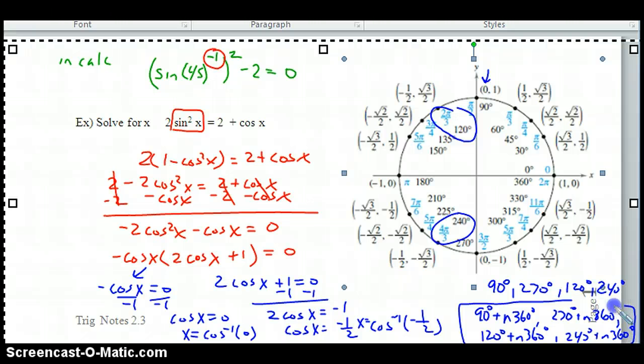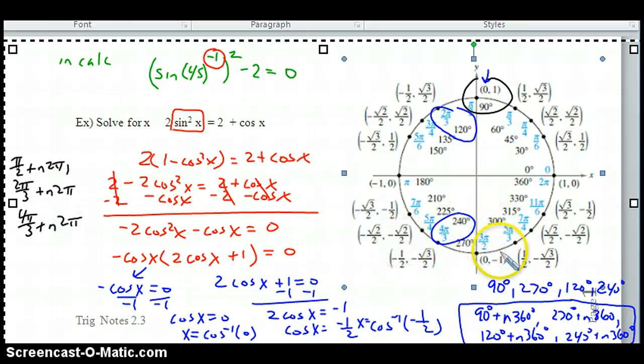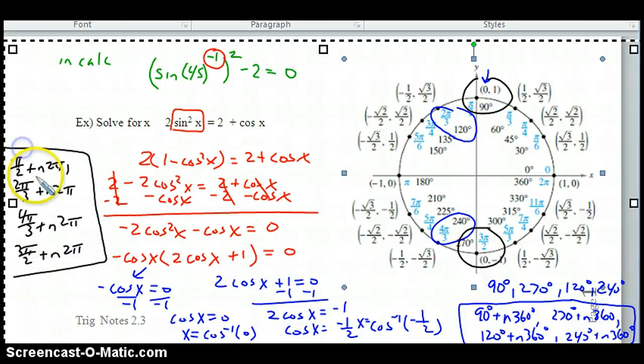Now the other thing that I could do, if I didn't want to write it in degrees, I could write it in radians, and I could say pi over 2 plus n 2 pi, 2 pi over 3 plus n 2 pi, 4 pi over 3 plus n 2 pi, and finally the 270 degrees, which is 3 pi over 2 plus n 2 pi. So that would be how I would give my answer if it was in degrees or radians.